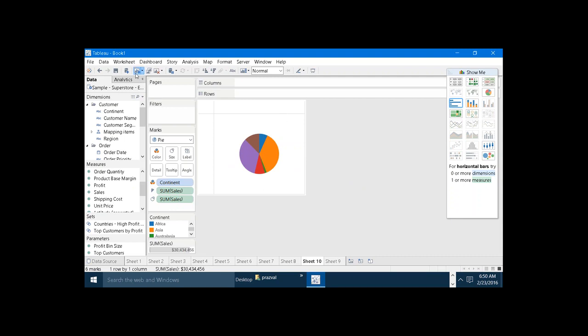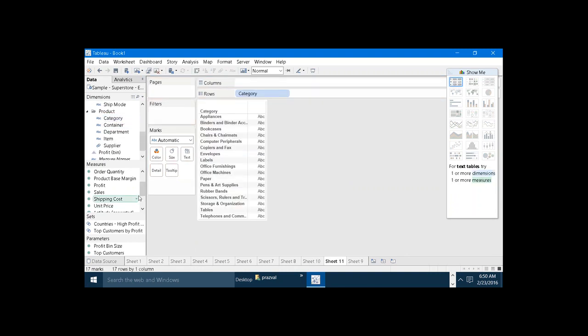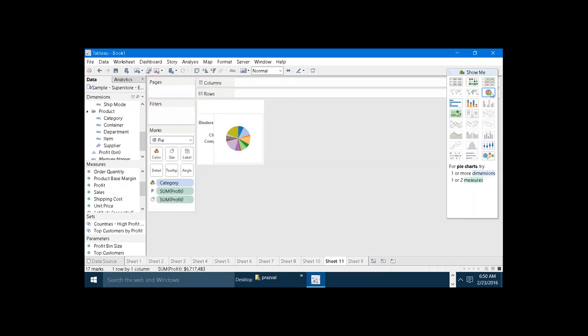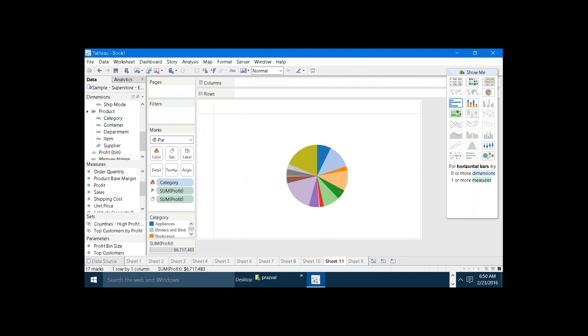Let's say I'm taking categories and I'm taking profits. Just build the pie chart. Now we see that here we cannot perform effective analysis. The pie chart is recommended only up to 12 slices. With 12 slices we are able to perform effective analysis.